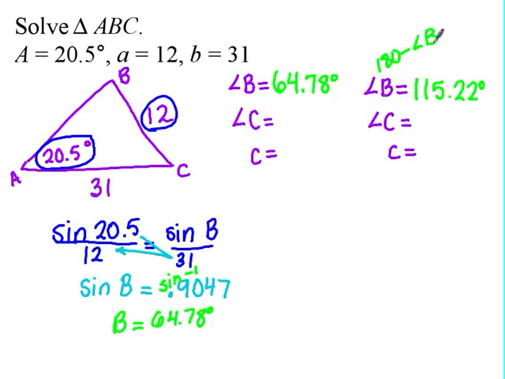Now I want you to disregard the second solution for right now. We're going to finish our first solution. Our first solution says angle A is 20.5, angle B is 64.78, and now I need to find what angle C is. How do I find what angle C is? So what is angle C going to be now? 94.72.